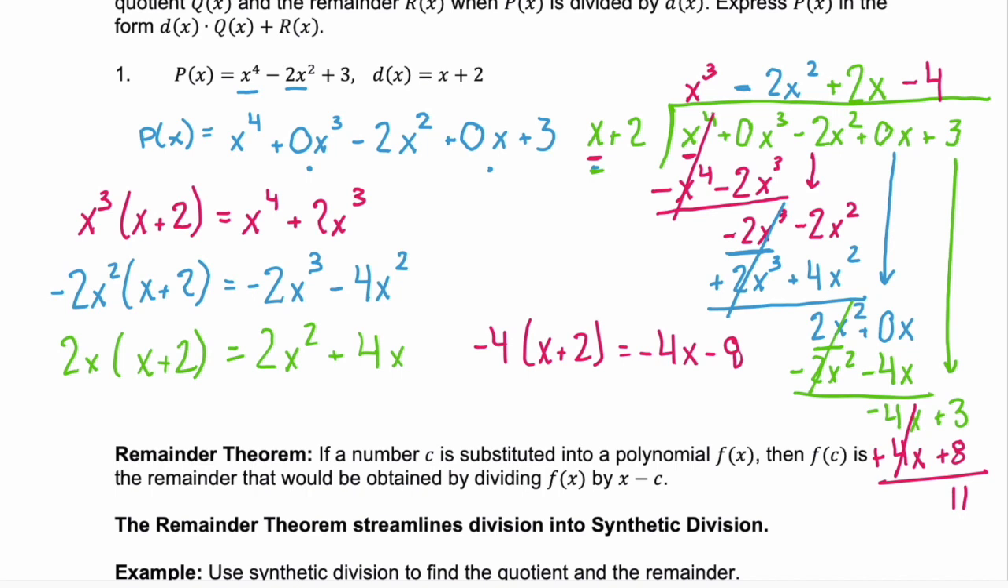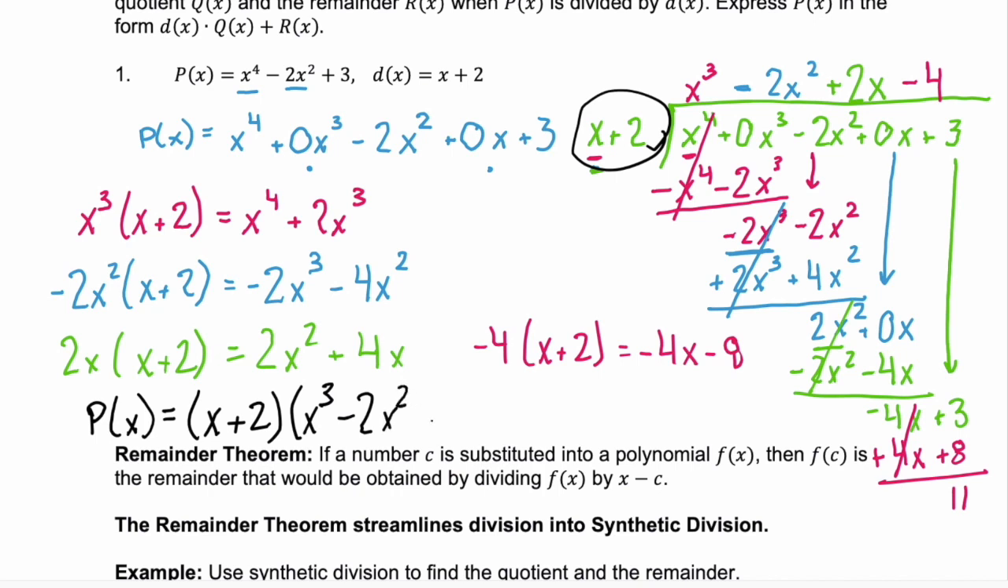This means I can rewrite my polynomial p of x as being equal to my divisor, x plus 2, times my quotient, x cubed minus 2x squared plus 2x minus 4, and then adding that remainder of 11. That was pretty ugly, right?